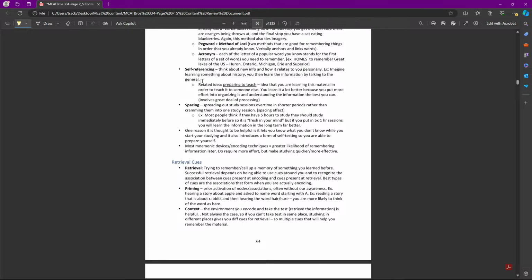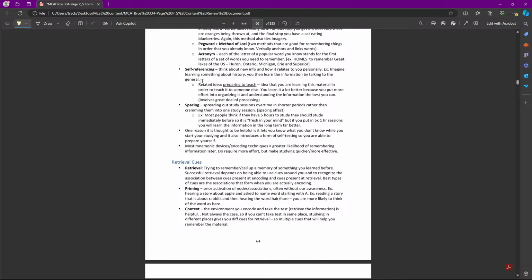A related idea is preparing to teach. I am a teacher slash tutor in my free time. So preparing to teach the ideas you're learning in this material to someone else, you learn a lot better because you put in effort organizing it so you can teach it. That makes sense. We're self-referencing ourselves as a teacher, so we want to learn the content better than normal so that we can teach it to someone.